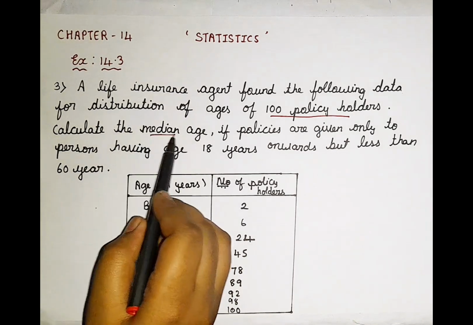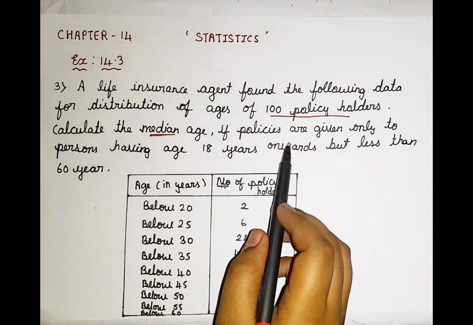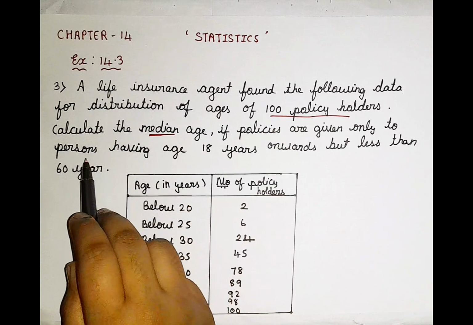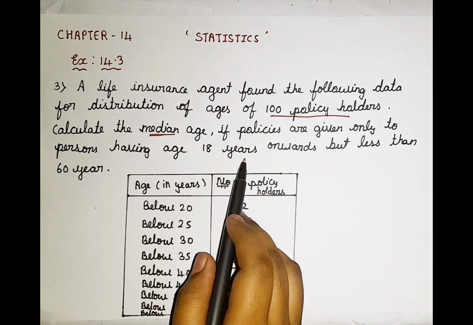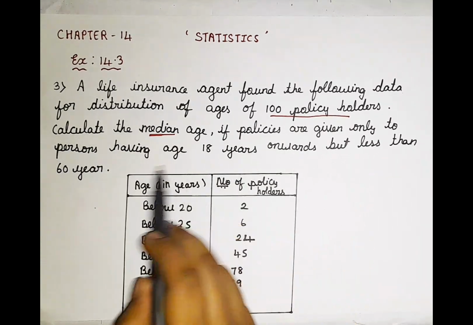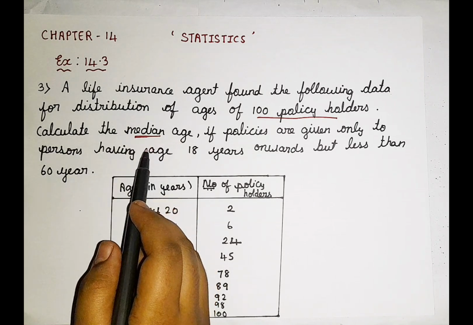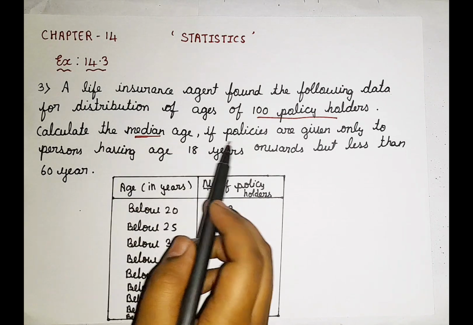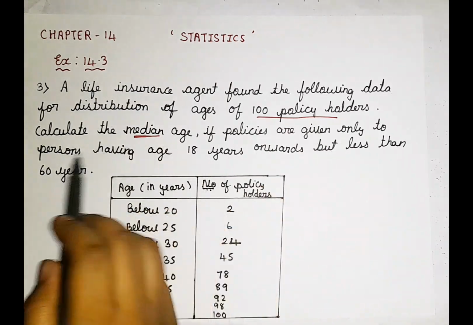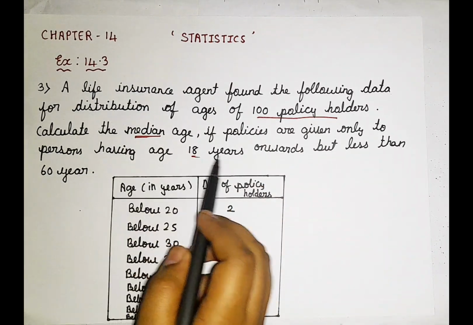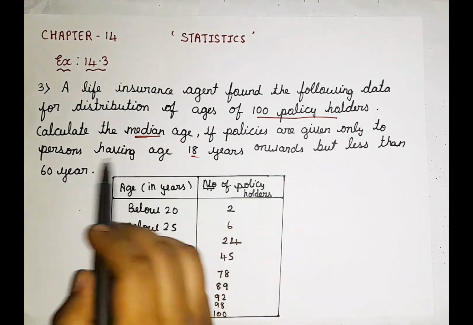So we are supposed to calculate the median age if policies are given only to persons having age 18 years onwards but less than 60 years. We are supposed to calculate the median age. That means we are supposed to find the median, if policies are given only to persons having age 18 years onwards but less than 60 years.